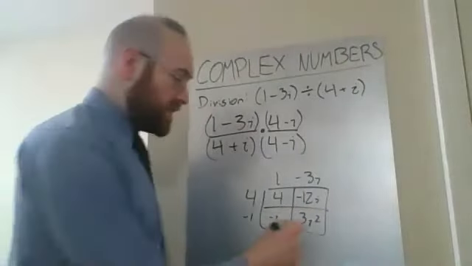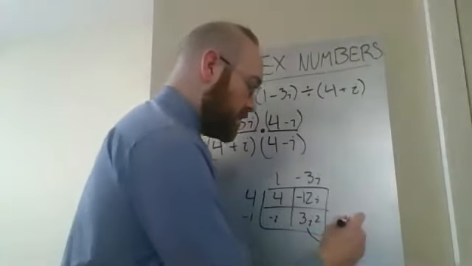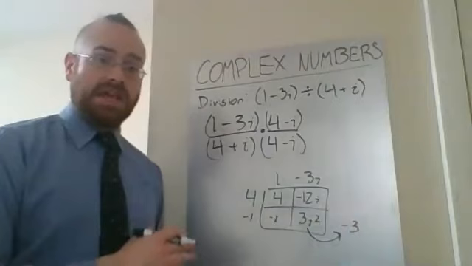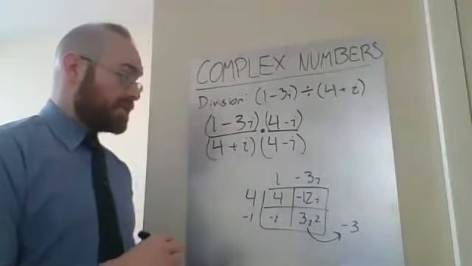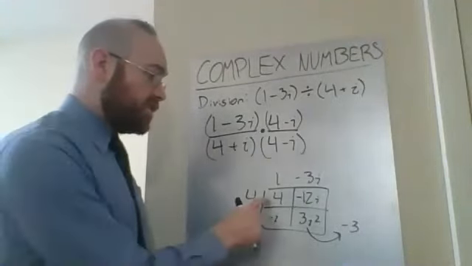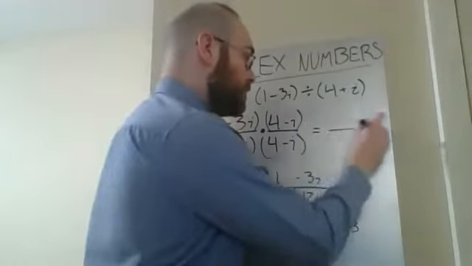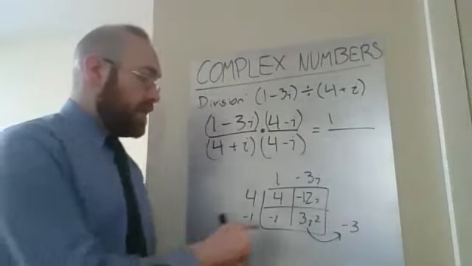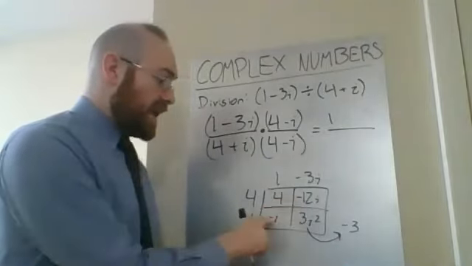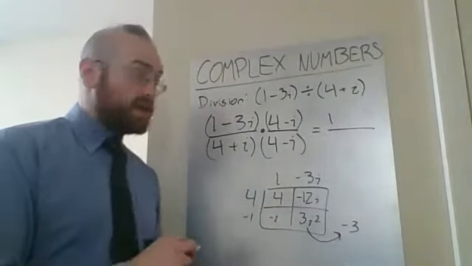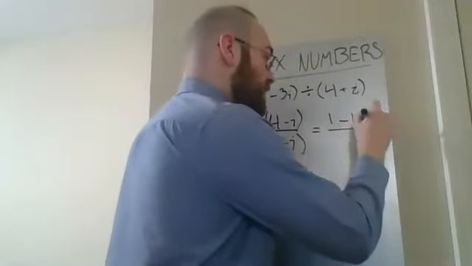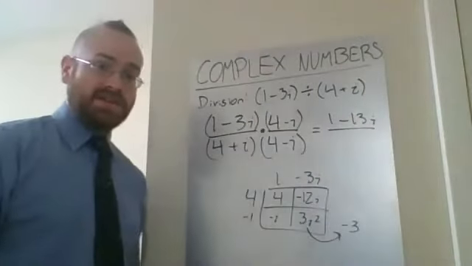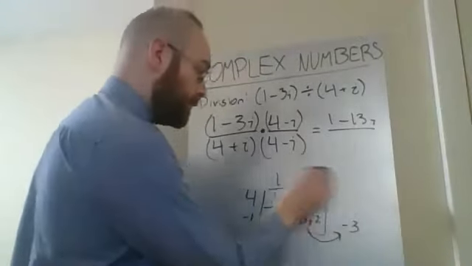But what happens to this? i squared is negative 1, so that whole thing just becomes negative 3. So if we combine our like terms, we have 4 and negative 3, which is just 1. And then negative 12i minus i would be negative 13i. So that takes care of our numerator.